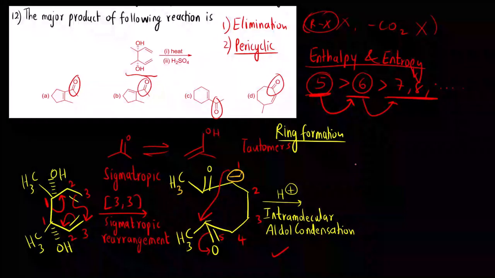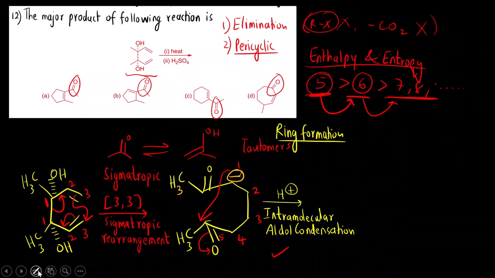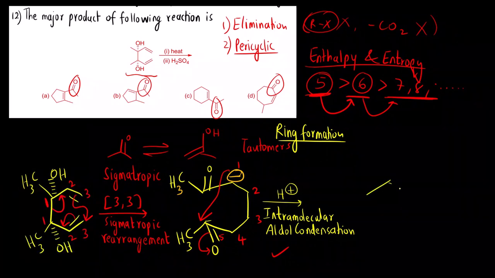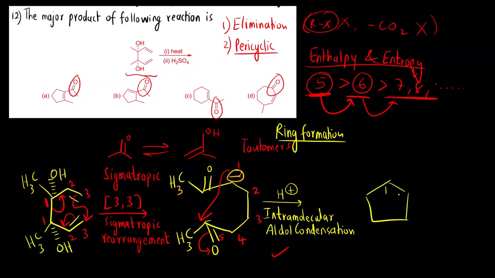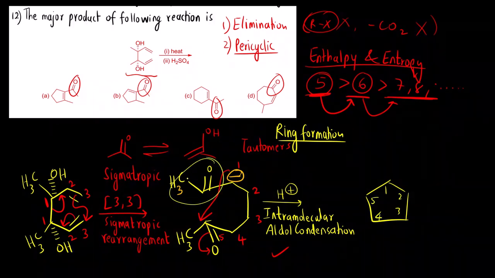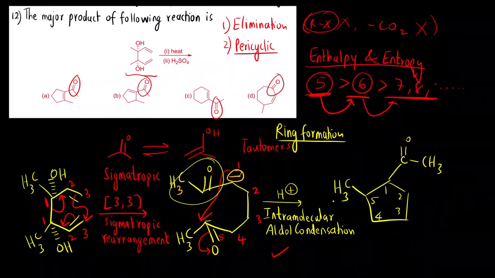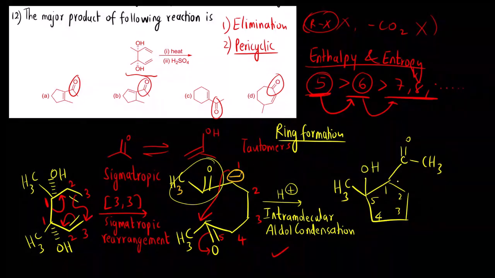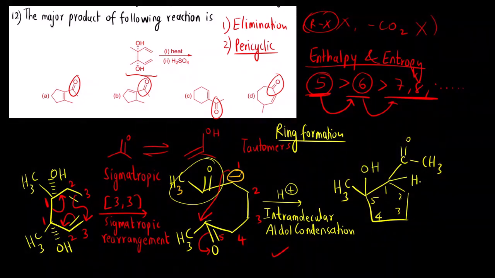This will open up. Let us draw the 5-membered ring. 5-membered ring, 1, 2, 3, 4 and 5. First carbon, there is this acetyl group, C double bond O, CH3. Next, we have 2, 3, 4, 5. At fifth position, we have methyl and O minus. O minus will pick up proton, it becomes OH. Here, there is one H is present.